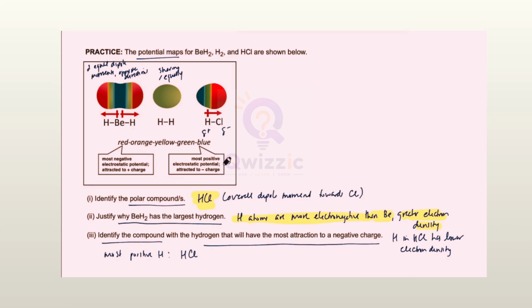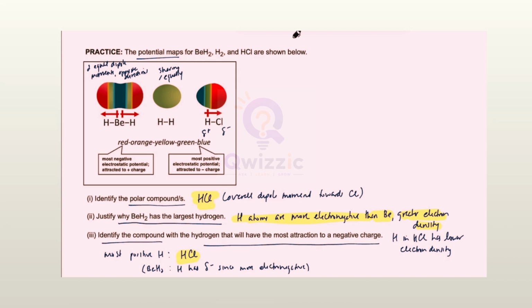In the case of BeH₂, the hydrogen has a partial negative charge, since it's more electronegative than beryllium. So the HCl will have the hydrogen with the most attraction to a negative charge, since it carries a partial positive charge.